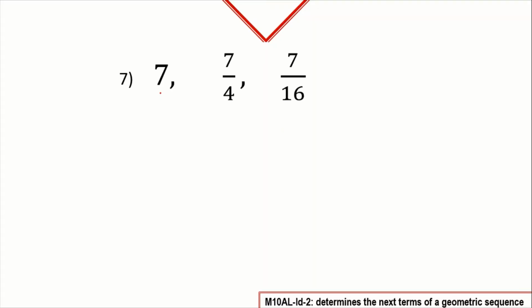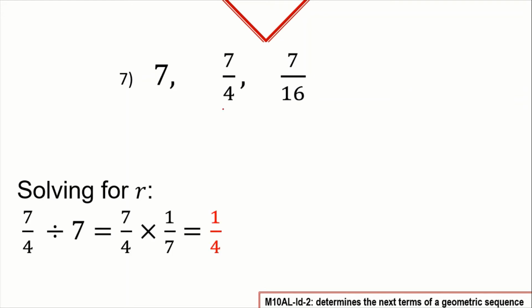Next, we have 7/4, 7 over 16. So, solve natin yung common ratio. Di ba, para makuha ang common ratio, we have second term divided by the first term. So, we have 7/4 divided by 7. Now, napag-aralan natin ng previous module na pag nag-divide tayo ng may fraction, ang gagawin natin is we get the reciprocal of the second given number. So, copy natin si 7/4.